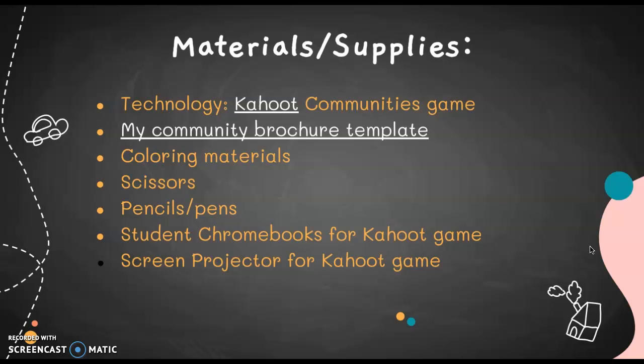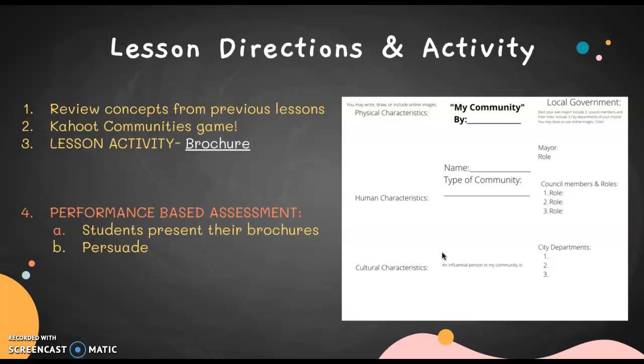These are the materials and supplies. For my technology piece, I chose a Kahoot game where we will review content from the other lessons, and then I have the brochure template with the things that I am going to require, and then just the other fancy materials that we need. So the directions, I shortened it so that it wasn't too much for you guys. So just review the concepts, play the Kahoot game, and then they can get working on their brochure.